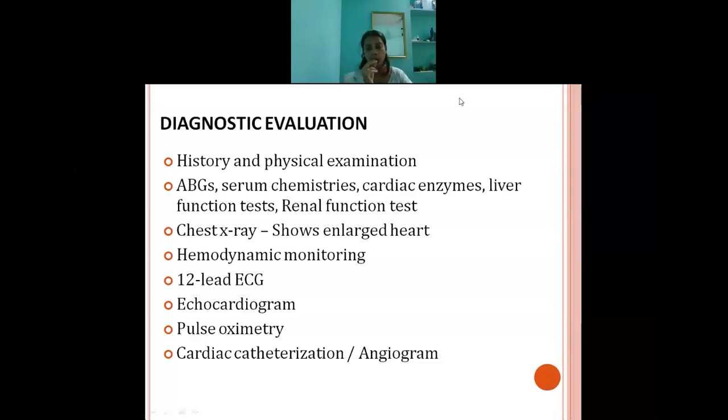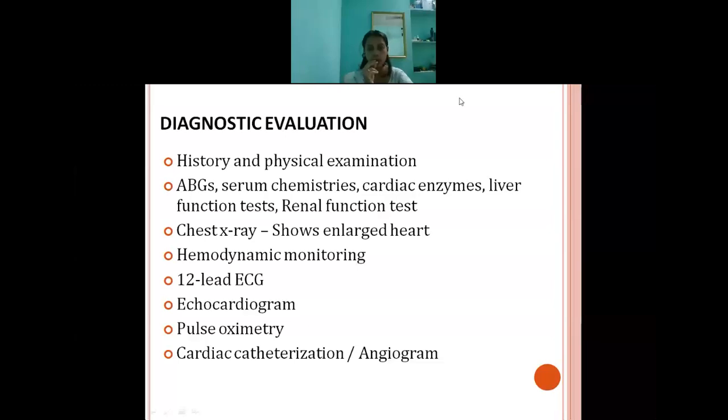Then blood investigations can be performed. There are so many blood investigations, like cardiac enzymes, which are the cardiac markers like your troponin, myoglobin, creatinine kinase. Liver function test can be performed, or renal function test can be done. You can also assess the patient's cholesterol levels in the blood. All this can be done in order to find out what is the reason for heart failure.